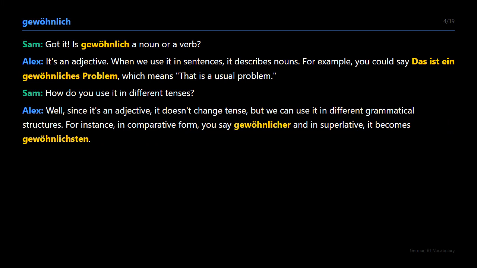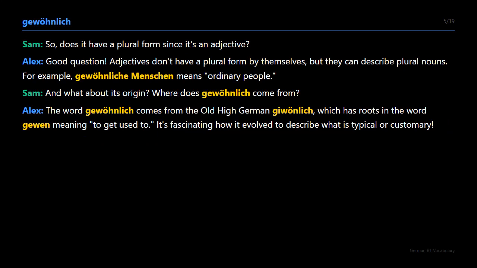So, does it have a plural form since it's an adjective? Good question. Adjectives don't have a plural form by themselves, but they can describe plural nouns. For example, gewöhnliche Menschen means ordinary people.